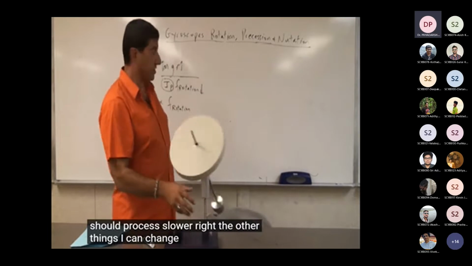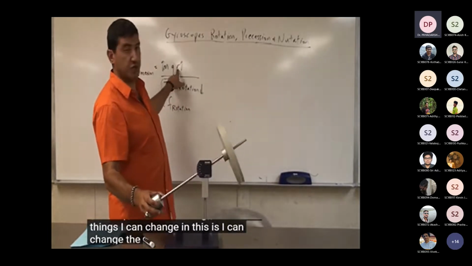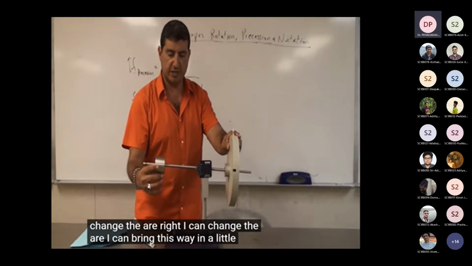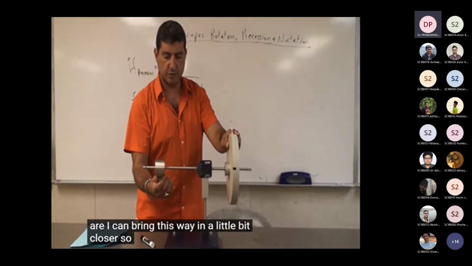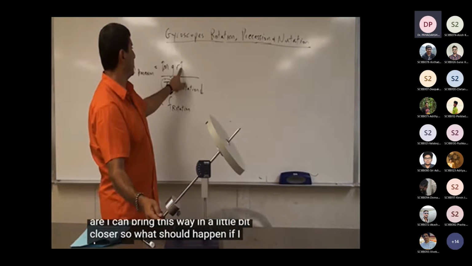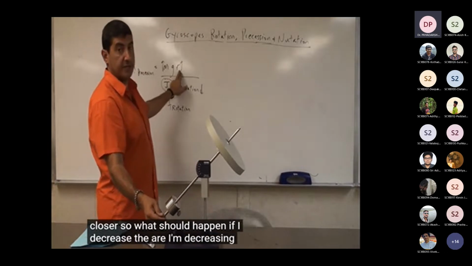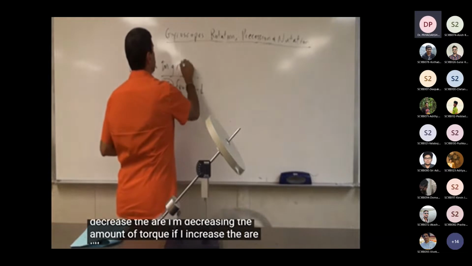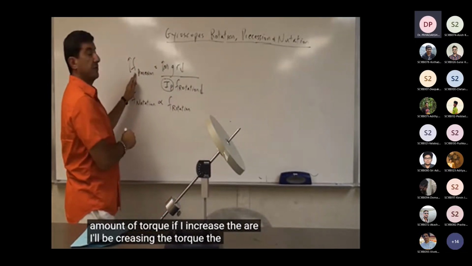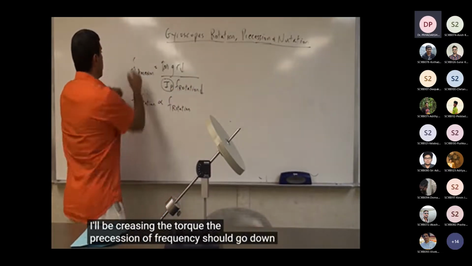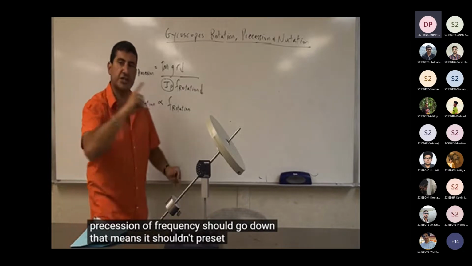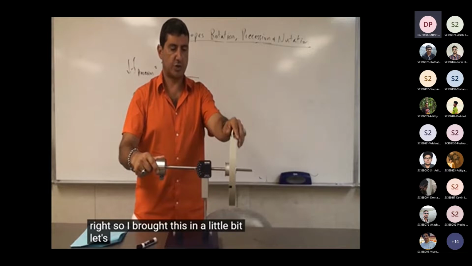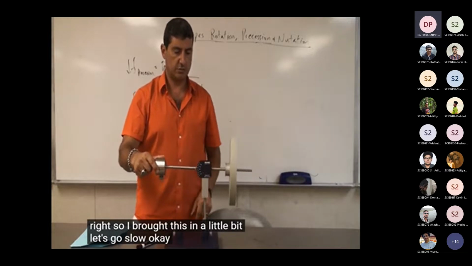The other thing I can change in this is the R, right? I can bring this weight in a little bit closer. You can stop it now. If I decrease the R, I'm decreasing the amount of torque. It should go down. That means it shouldn't precess as fast, right? So I brought this in a little bit. Let's go slow.